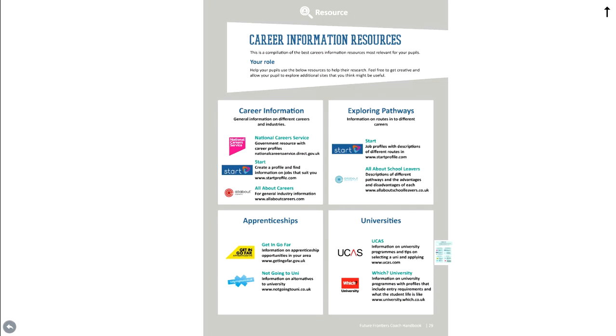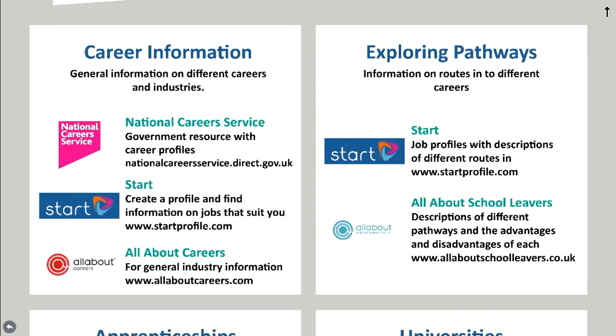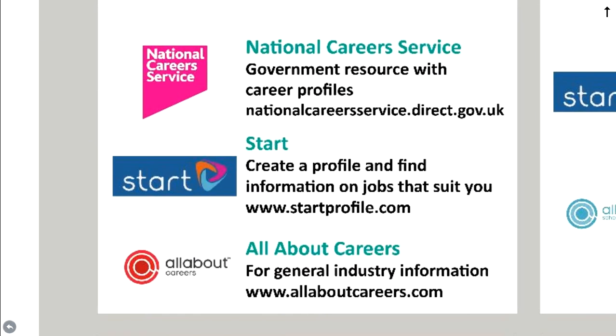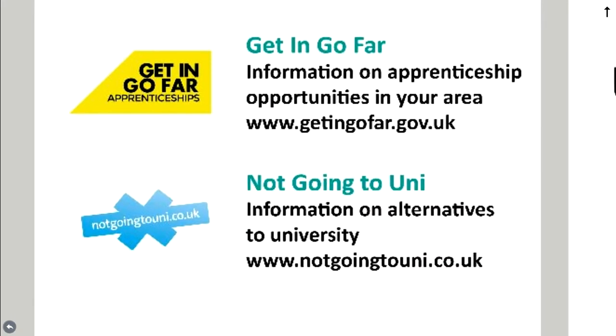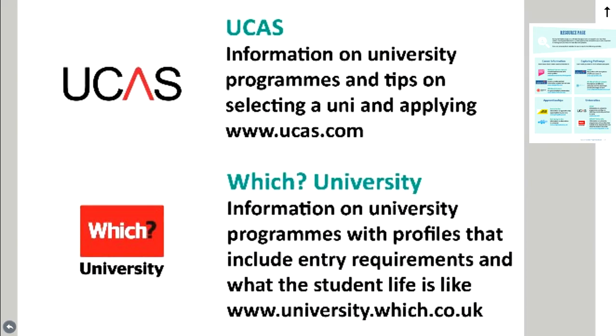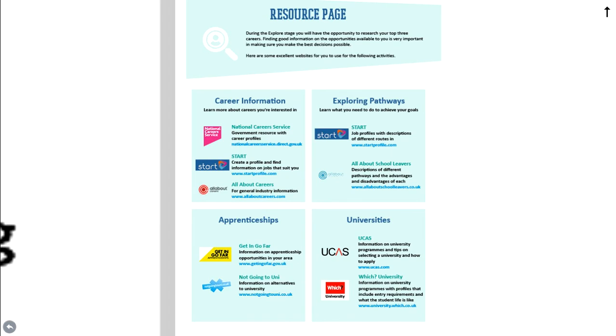So what are the resources that you're going to be using in this session? For careers information in general and exploring pathways, you're going to be looking at National Career Service. Probably the first place I'd start is actually with START, so the profile that your pupils have made and the careers that are suggested for them. Programs like All About Careers or All About School Leavers. And if your pupils are starting to lean towards apprenticeships, Get In, Go Far as a government website or Not Going to Uni are great. And if they're looking towards university, Which University or UCAS are the places to start. This is what it looks like in the corresponding pupil handbook.